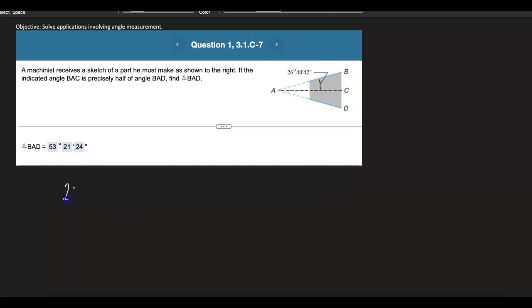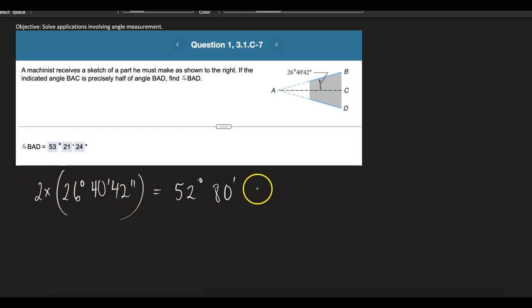So essentially this operation that we're doing here is we're going to take our angle that we know and we want to double it. So we're going to multiply that by 2. Now I can do that for each piece one at a time. So I can double the degrees, and that would be 52 degrees. I can double the minutes, and that would be 80 minutes. And then I can double the seconds, and that would be 84 seconds.